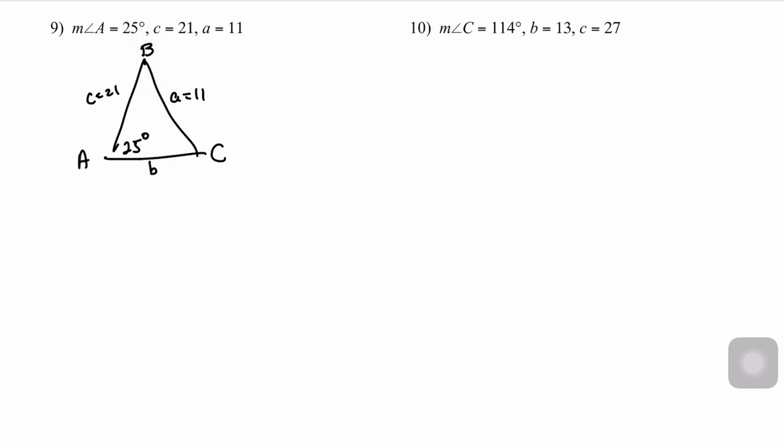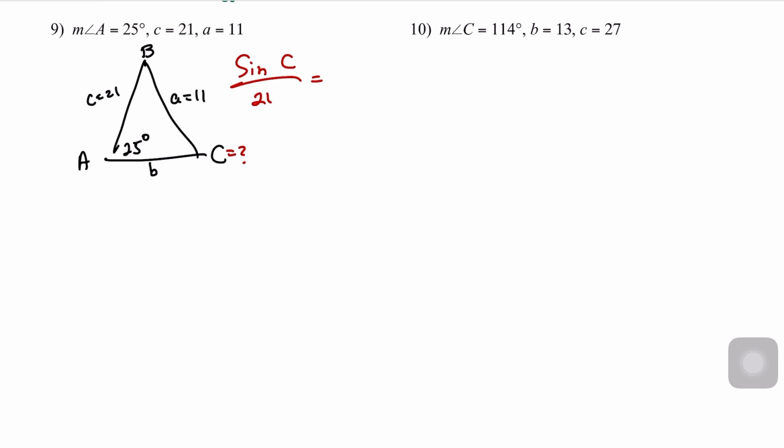So let's begin by writing out the law of sines and using the numbers that are given in this particular problem. Since I want to try to find angle C, I'm going to go ahead and start that. So sine C goes on top, that means little c goes on bottom, and that equals what we already have, which is sine A over little a.